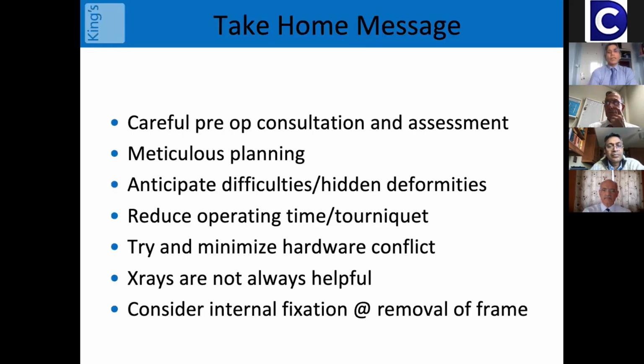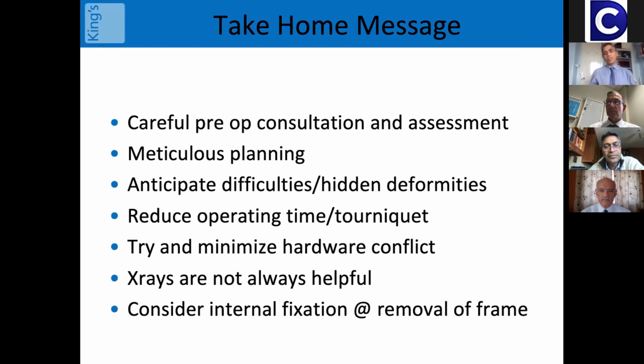So take-home messages are careful pre-op consultation and assessment is important. It's important to spend as much time with the patient as you would doing a very meticulous and complex surgery, and talk about a whole range of things that you might come across, some hidden deformities which might need surgery or which might respond to physio. And more importantly, just say that sometimes, particularly in paralytic deformities, you will need a splint forever. And they're a bit surprised that after all this treatment, they still have to have an AFO because there's no muscle power. And of course, reduce the operating time.